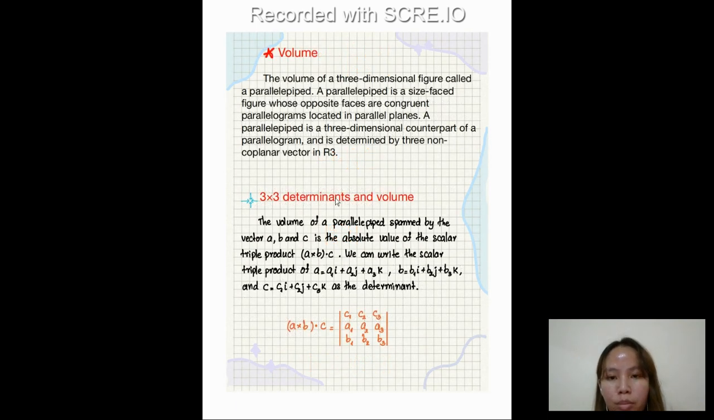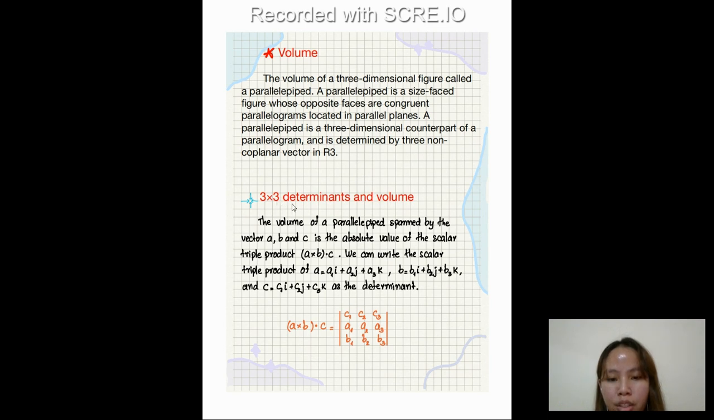The last part of my project is about volume. The volume of a three-dimensional figure called a parallelepiped. A parallelepiped is a six-faced figure whose opposite faces are congruent parallelograms located in parallel planes. A parallelepiped is a three-dimensional counterpart of a parallelogram, and is determined by three non-coplanar vectors in R3.